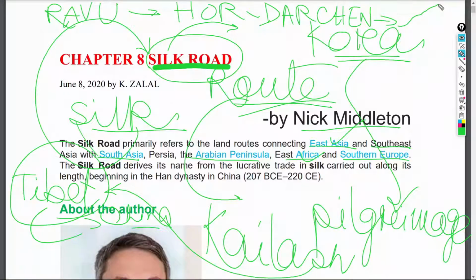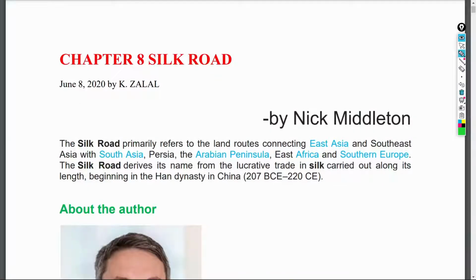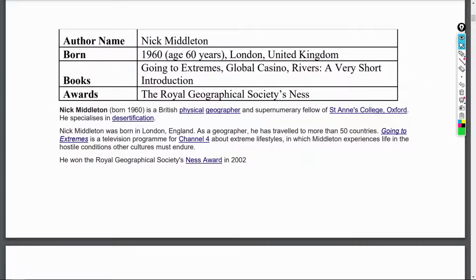We will know something about the writer, because if we do not know about the writer, then our understanding of the lesson will be incomplete. Therefore, it is better to know about the writer and his motive, and then it will be quite easier for us to understand the lesson. Here we go. Let's continue. So my dear children, the name of the author was Nick Middleton, and Nick Middleton was born in the year 1960. He was born in London in the United Kingdom, or UK.